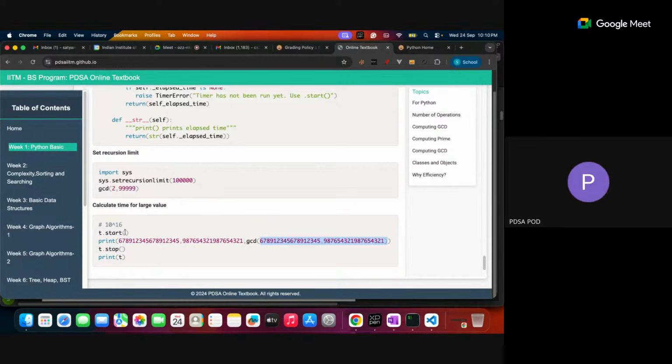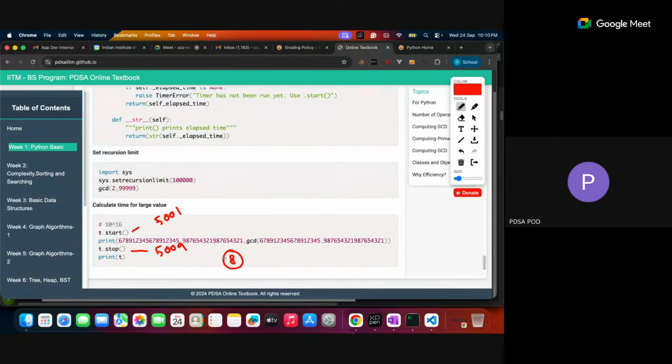Yes, sir. Before the start of this particular GCD, a start time is recorded. As I said earlier, it is something like 5001 is recorded. This GCD is executed for maybe 5 seconds or 6 seconds or 7 seconds. After this is executed, we call stop. Maybe stop is executed at 5009. Once done, the print of T gives you an elapsed time of 8. Is it right? Yeah, sir. The difference is 8.